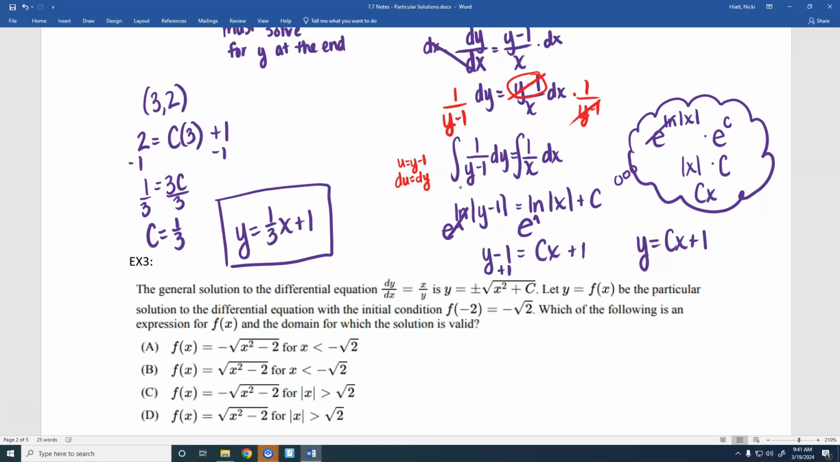Question? The x plus 1, where it came from. I'm just taking this equation that I had right here and plugging that 1/3 back into it.